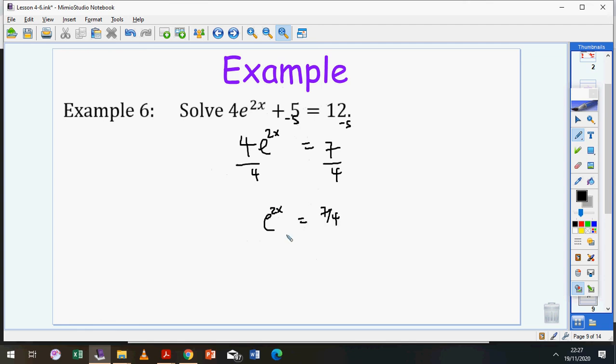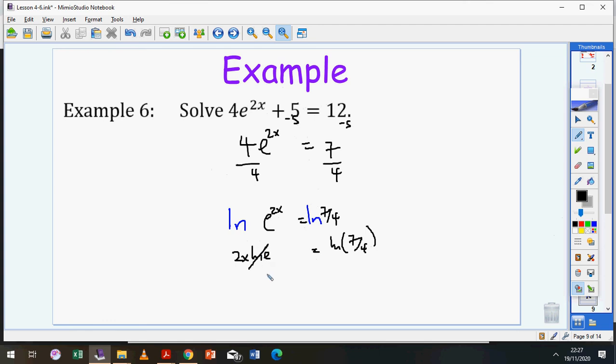To get rid of the e, I need this part to drop down so I can solve for the x. So I'm going to introduce a natural log on both sides. When I introduce a natural log on both sides, this will be 2x natural log e is equal to natural log 7 out of 4. So the natural log e cancels because it's 1. It just becomes 1.